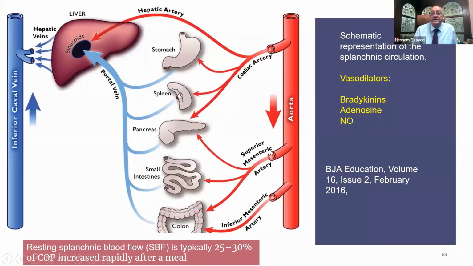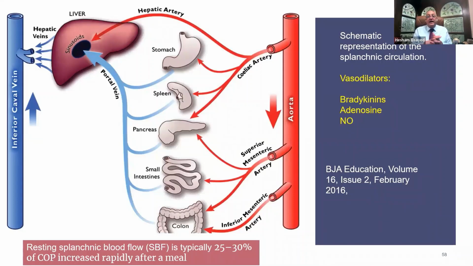Here is the splanchnic circulation, and you can see the venous return going to the liver and coming back to the heart through the inferior vena cava. Resting splanchnic blood flow is typically 25 to 30% of the circulation, interchanging with the reservoir of the venous system. However, with eating it increases many times over. So there are definitely intradialytic complications.